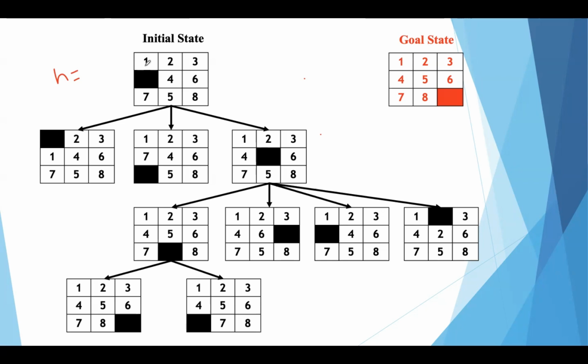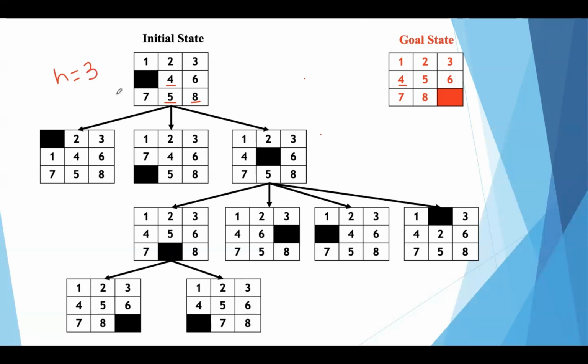First compare each tile in the initial state with each tile in the goal state. 1 and 1 are the same, they are in the same position. 2 and 3 are also in the same position, whereas 4 is not in the same position. It is misplaced. Whereas 6 is in the right position, and 7 is in the right position. This 5 is not in the right position and 8 is not in the right position. So the total number of misplaced tiles is 3.